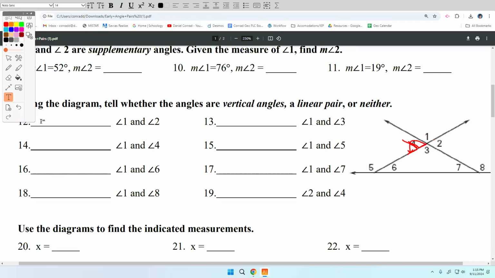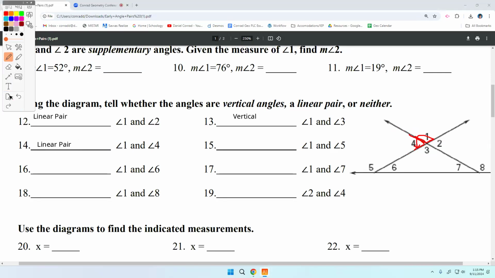So let me type these in as we go. We had linear pair. We had vertical. And we have vertical. Okay. All right. 1 and 5.